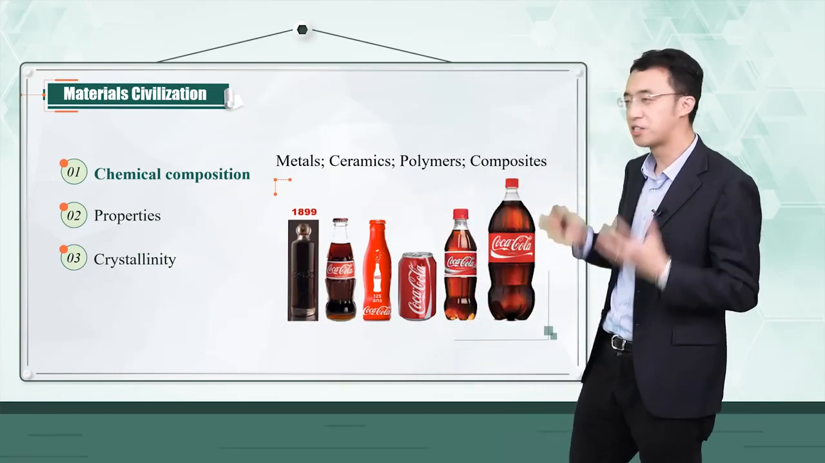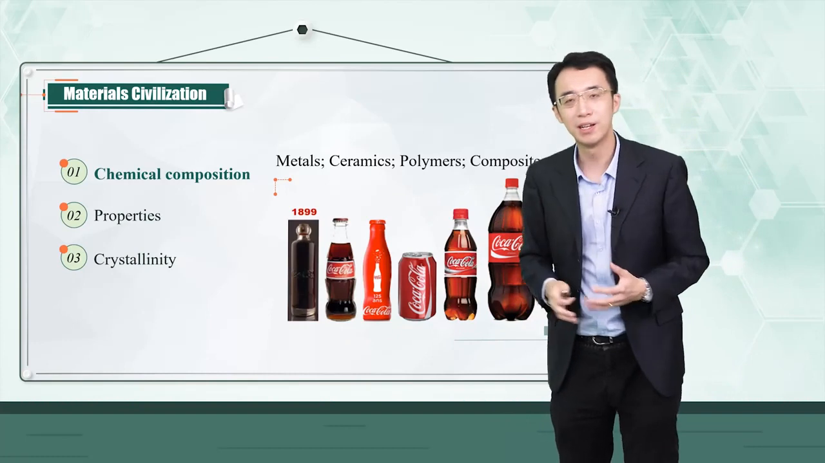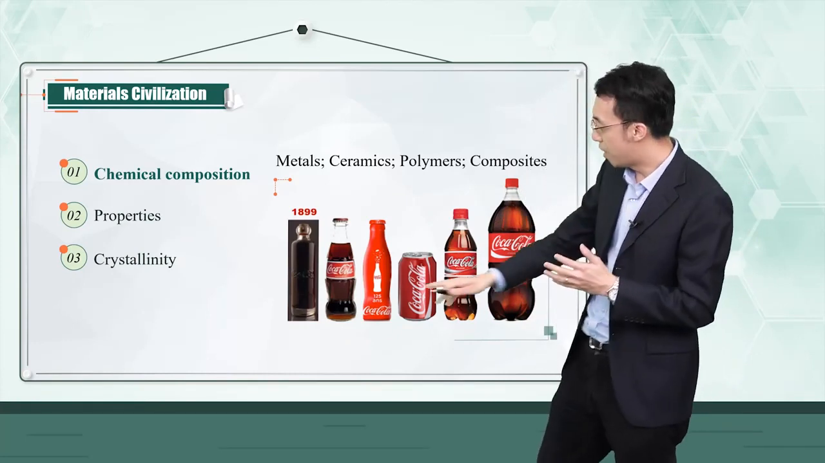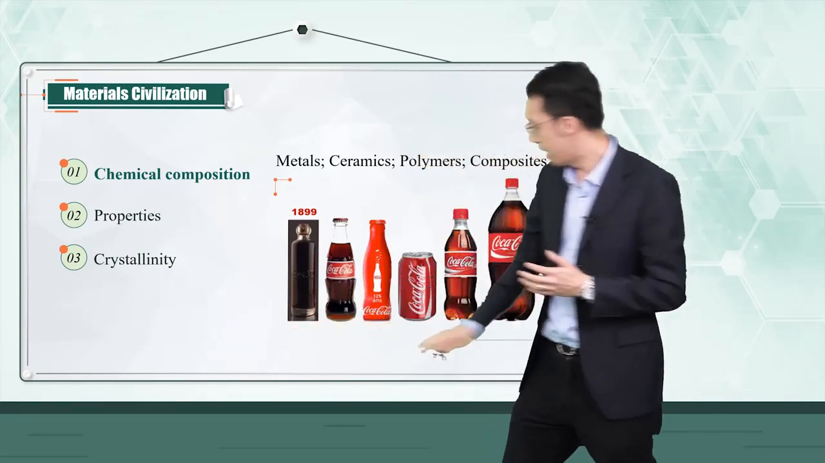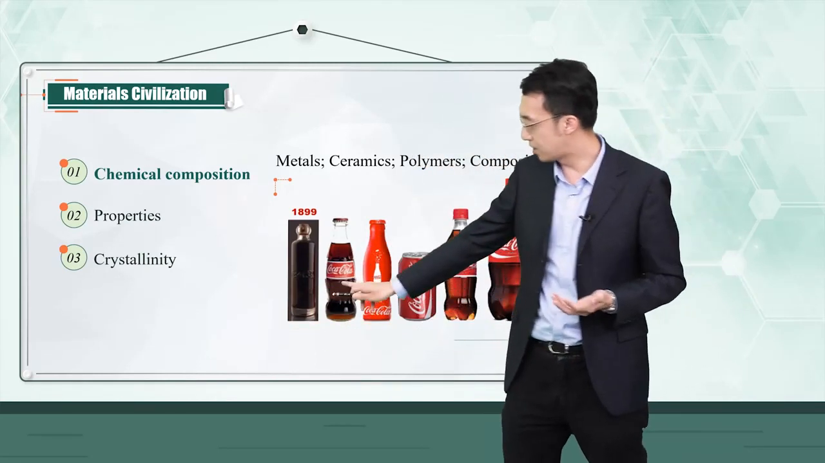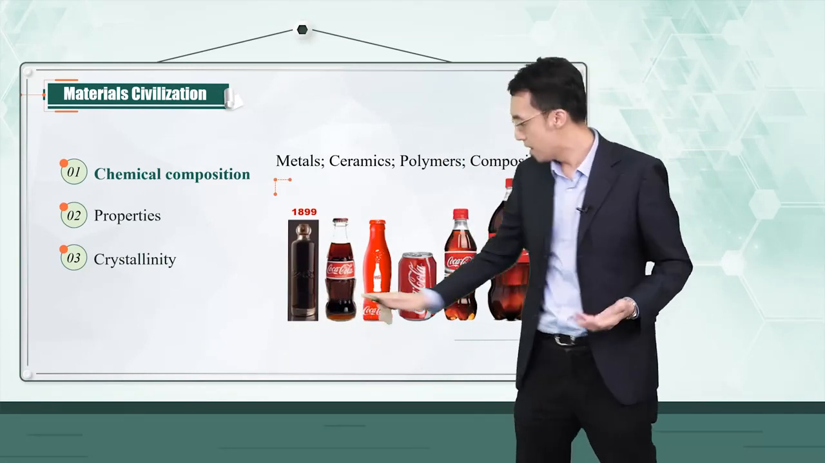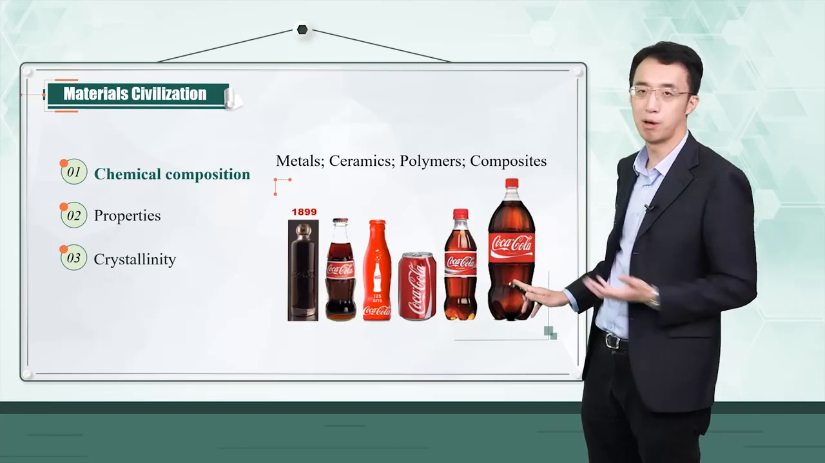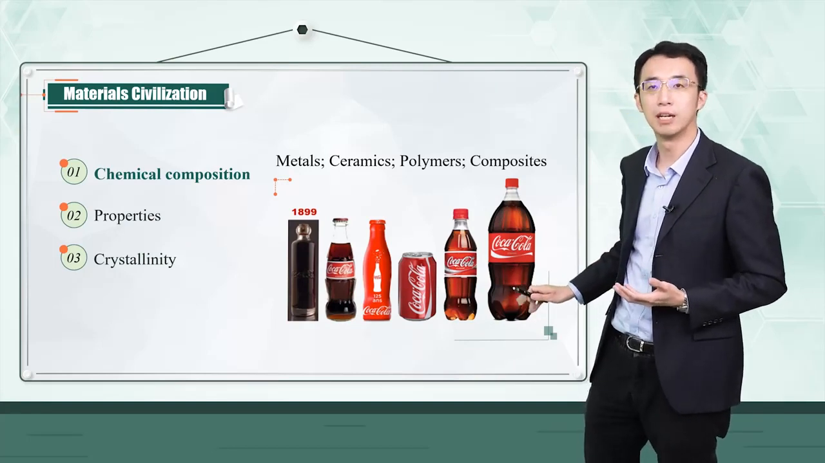For the same liquid of Coca-Cola, you can have different materials for the container, right? You may have a glass container, and you may have aluminum cans, which is essentially a metal. A glass container is essentially a ceramic. And you can also have a polymer-based plastic bottle for your Coke, right?